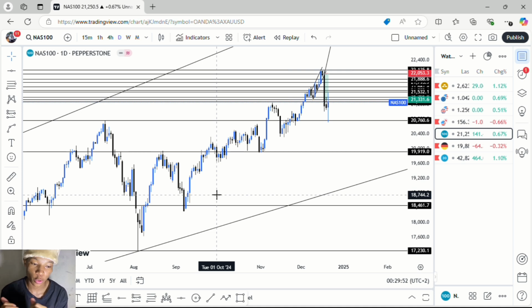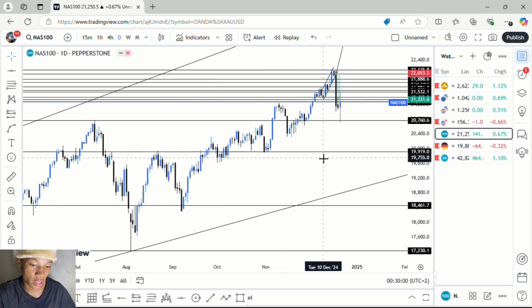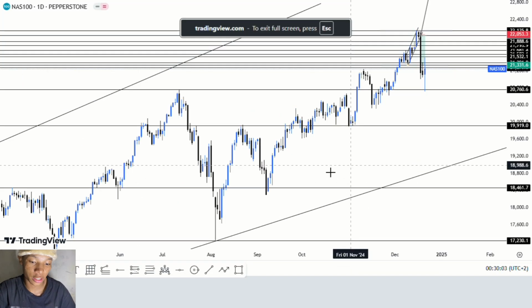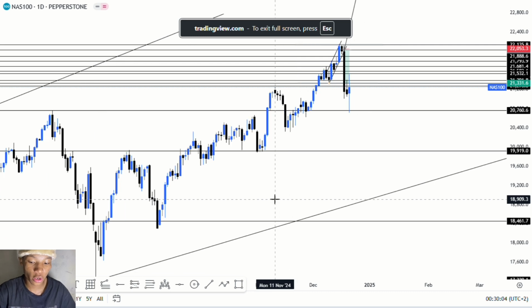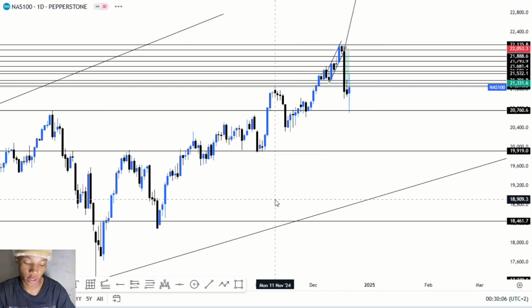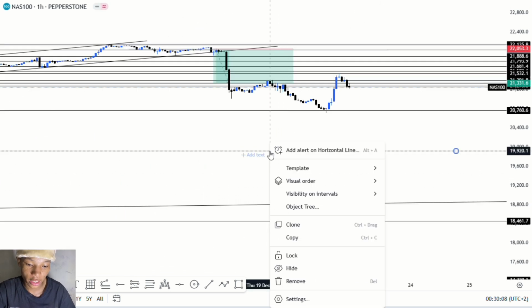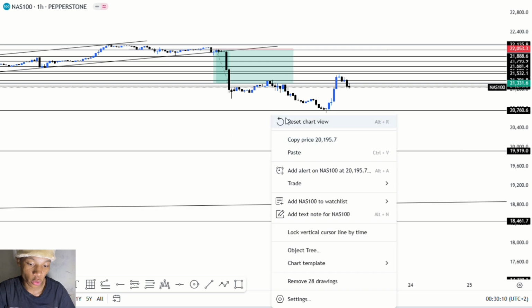So guys, in today's video we're going to be checking out our indices, which are NAS100, GER30 and also US30, and how they actually went. I'm going to start with NAS100. On NAS100, in our previous analysis, we were looking for these beautiful sells. As you can see, guys, the market actually gave us those beautiful sells.